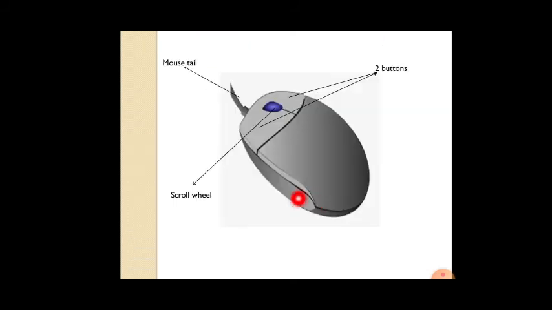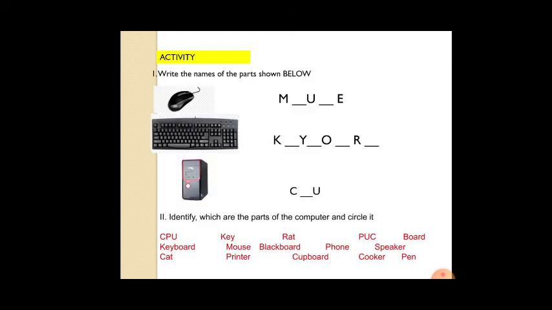Next, can you see here? I have labeled the parts. These are the two buttons, and the center one is called the scroll wheel or wheel. Then this is the mouse tail, which is attached to the CPU. This is the mouse tail. Buttons, scroll wheel.